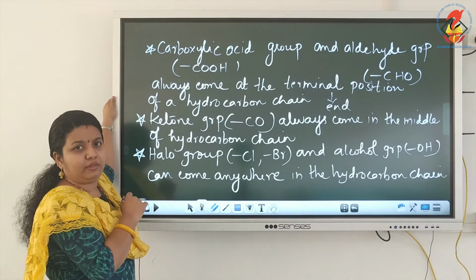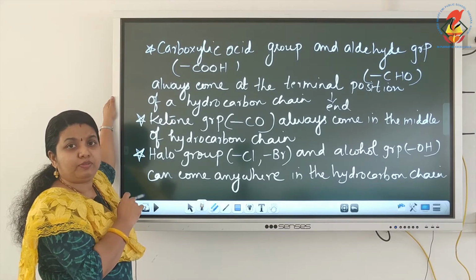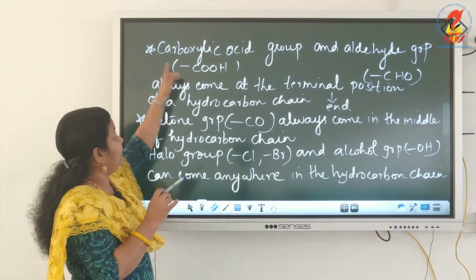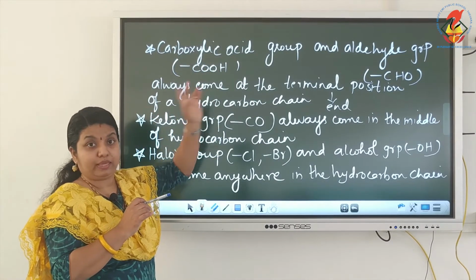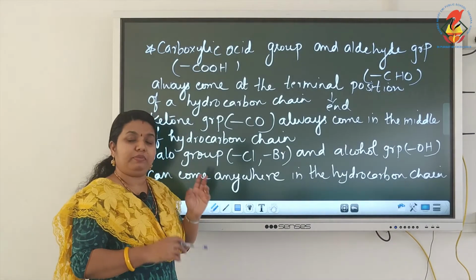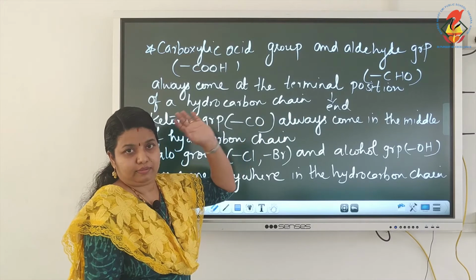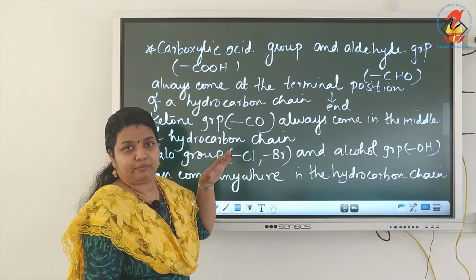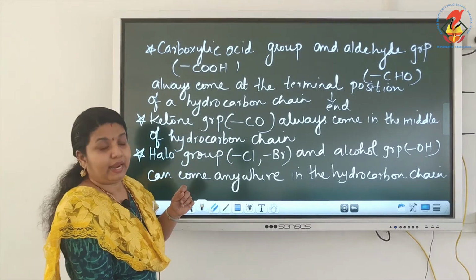There was a question in one of the previous years' board exam: name two functional groups which always come at the terminal position of a hydrocarbon chain. Two are there, carboxylic acid COOH and aldehyde group CHO. Keep in mind these two groups should always be written at the end position, on the left hand side or on the right hand side, but at the end position only.